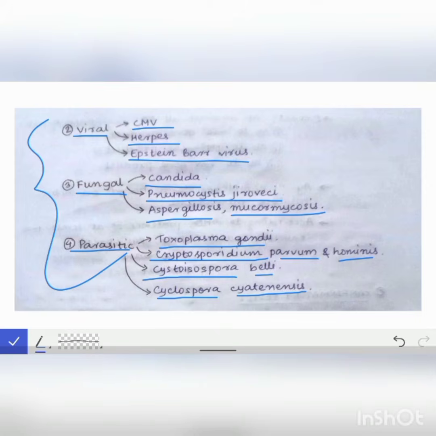So this is all about the first part of HIV. Now we'll see the lab diagnosis in the next part.